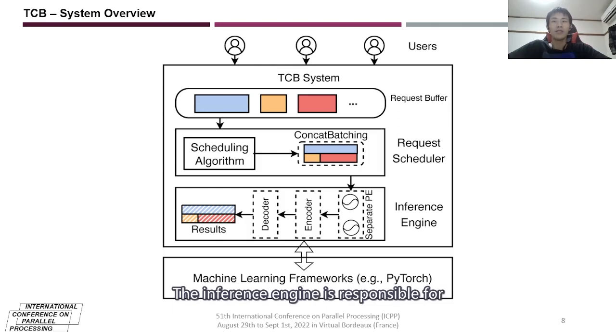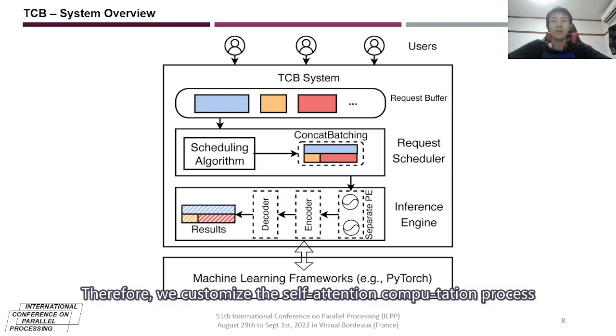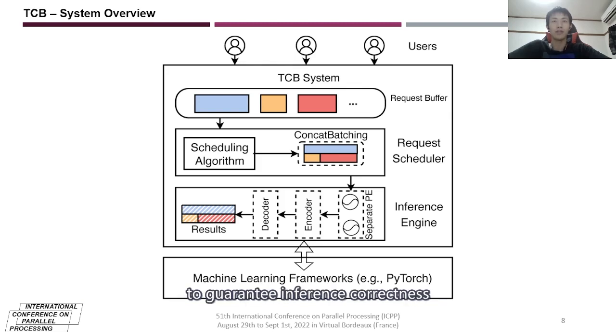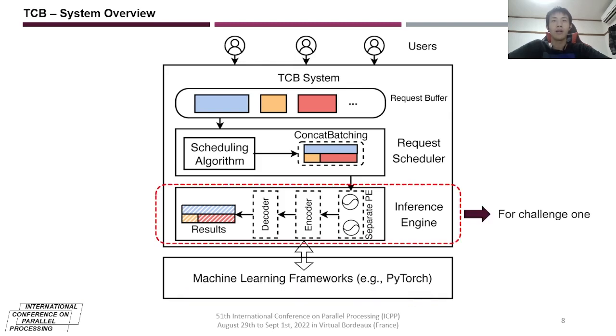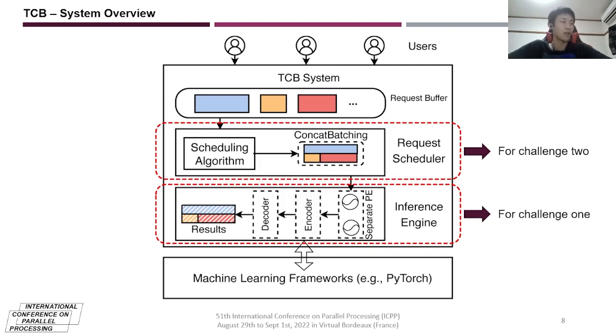The inference engine is responsible for running the transformer inference computation in GPUs. Therefore, we customize the self-attention computation process to guarantee inference correctness. The inference engine addresses challenge 1, and the request scheduler addresses challenge 2.